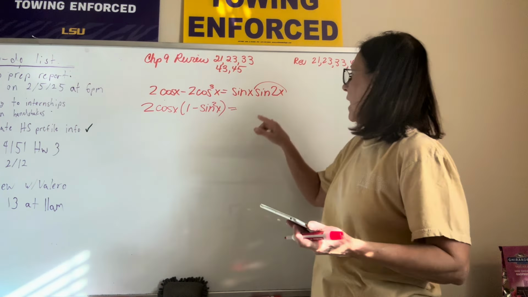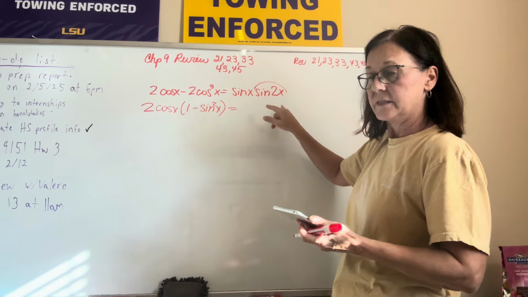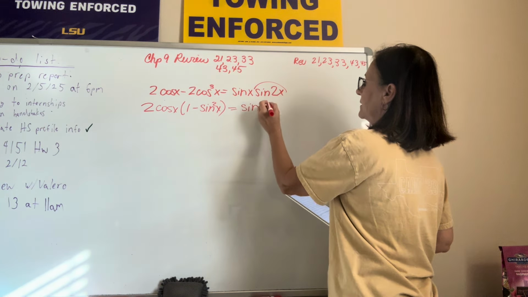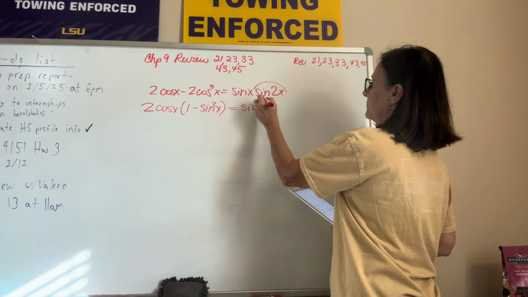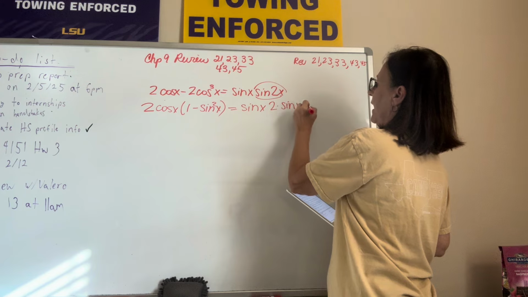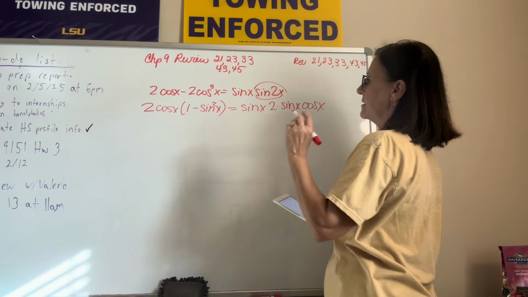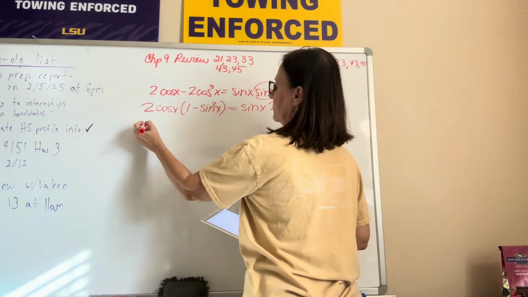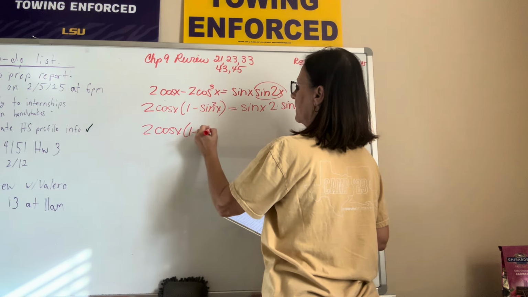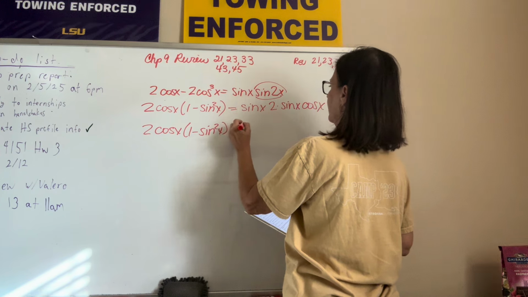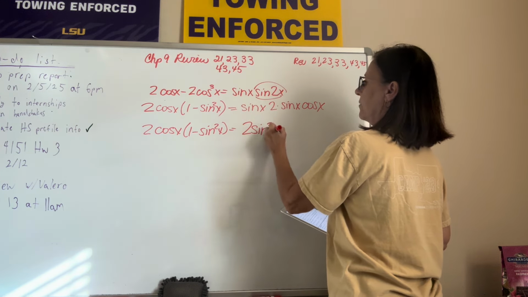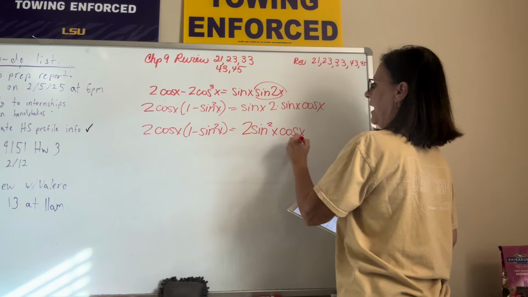All right, so I'm going to substitute. That's the double angle. So that's sine x, and for the double angle it's 2 times sine x cosine x. All right, so let's just simplify this. 2 cosine x, 1 minus sine squared x equals 2 sine squared x cosine x.